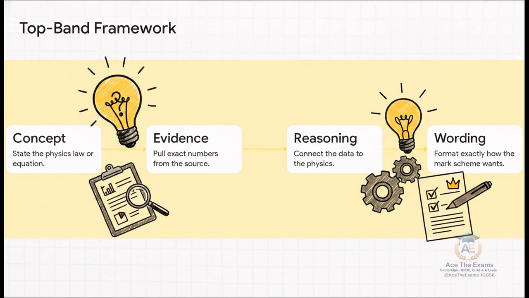Okay, to stop losing those marks right now, we use this 4-step strategy. It's absolutely foolproof. Step 1 is concept. You state the physics law or equation. Step 2 is evidence and data. Pull the exact numbers from your source. Step 3 is scientific reasoning. Logically connect that raw data directly to the physics. And step 4 is examiner wording. You format your conclusion exactly how the mark scheme actually wants to see it.